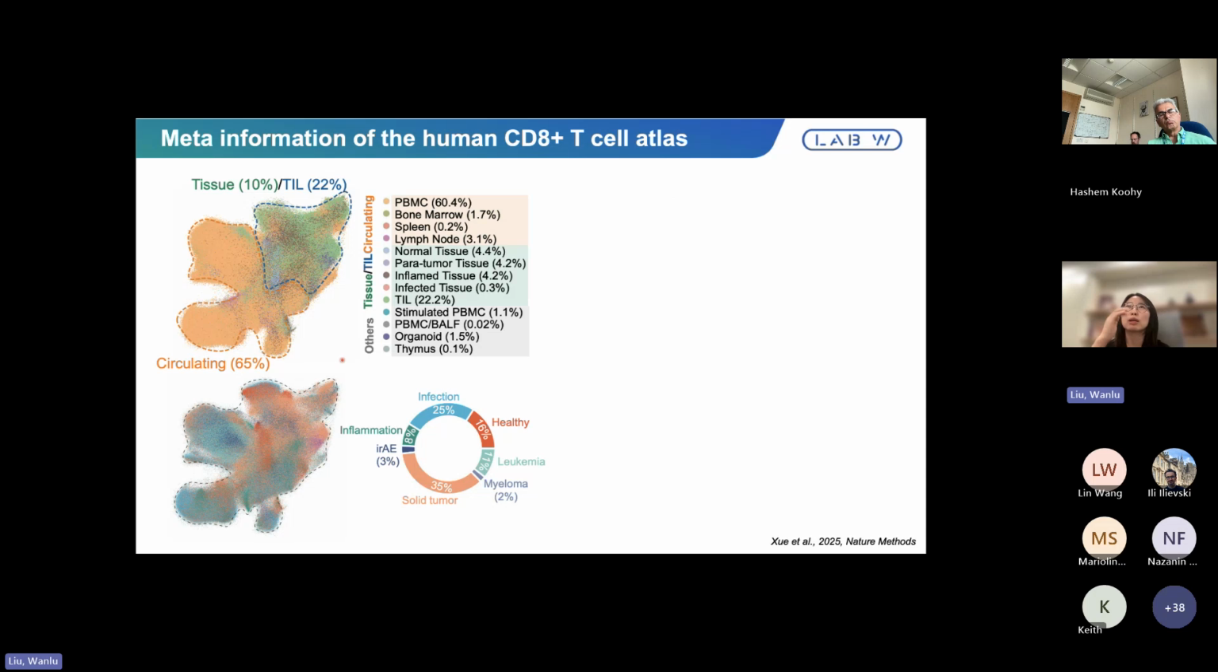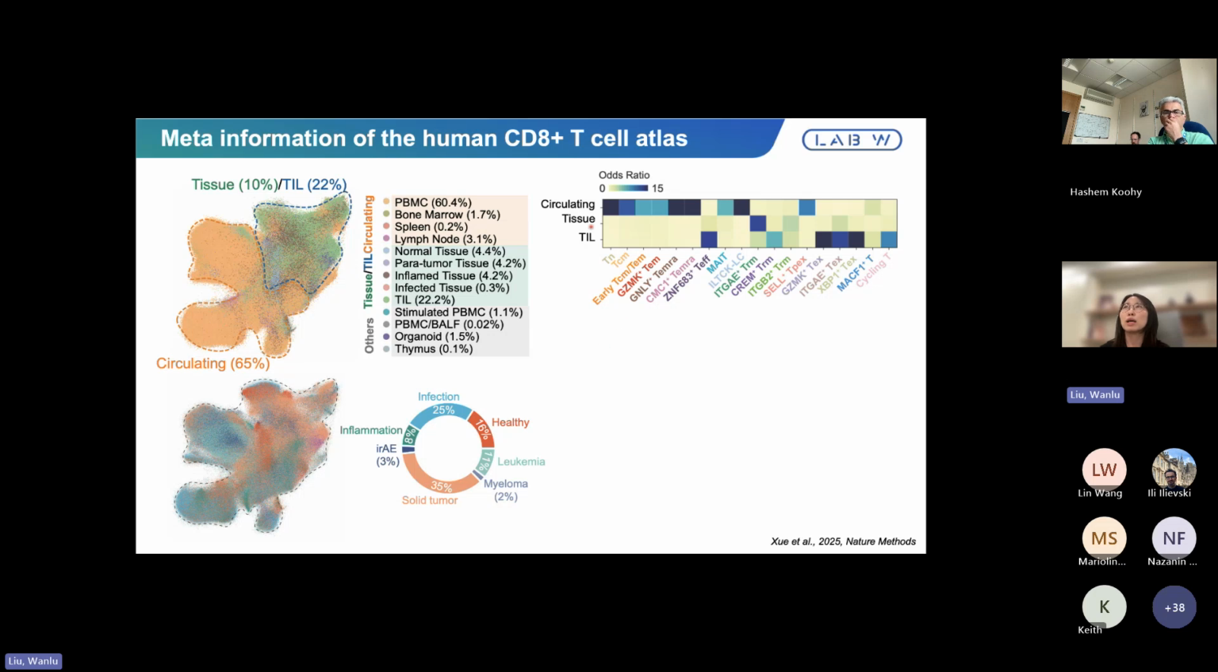And we looked into the UMAP of the human CD8 reference map that we got. The first thing that we noticed, which is very interesting, is that the CD8 T cells coming from circulating blood and those coming from tissue or TILs separate into two parts on the UMAP automatically, which goes along with the disease sources. For example, the tissue or TIL cells mostly come from solid tumors, while the circulating cells mostly come from infection, etc.